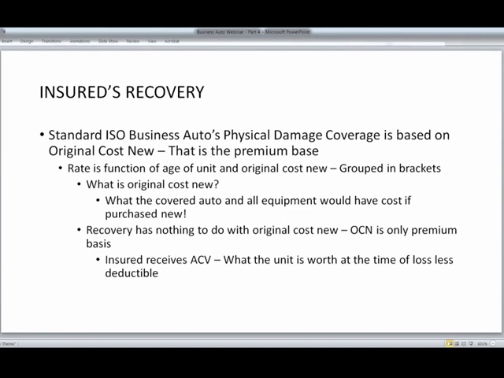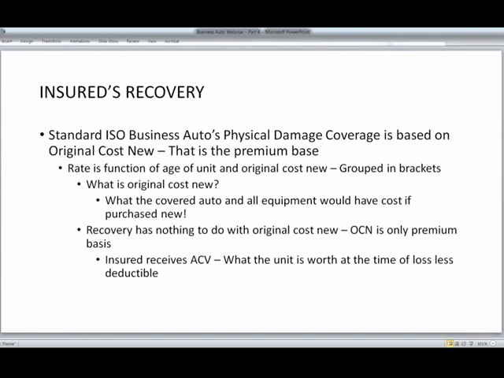We dealt here with a standard ISO business auto physical damage coverage. It's based on original cost new. That's the premium base. The rate is a function of the age of the vehicle, 1 year, 2 to 3 years old, 3 to 4, or 6 or older, and the original cost new, grouped into brackets.